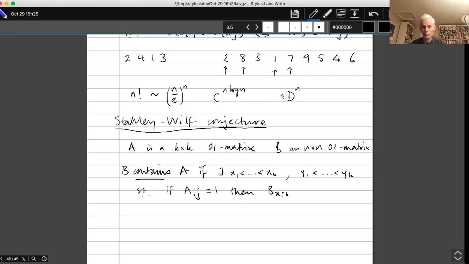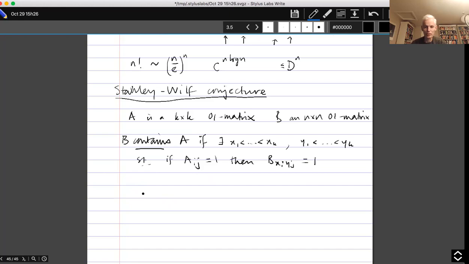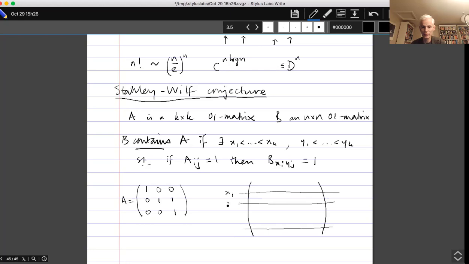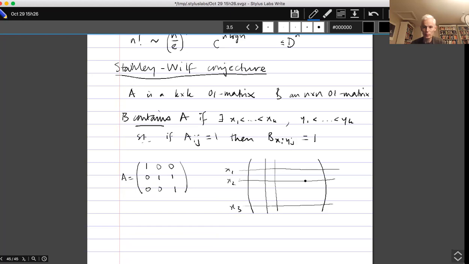So if I draw a little picture, let's have a matrix A, we'll go for 1, 0, 0, 0, 1, 1, 0, 0, 1. Just as an example, if A is that, then we've got some matrix B that contains zeros and ones. I've got to be able to find x1, x2, x3, these are the rows, I'll label them, and y1, y2, and y3, such that in each place where there's a one, in the corresponding place in B, there's a one. It's not very nice to draw a one, so I'll just put little blobs where there have to be ones here. They were required to have ones in those four places.